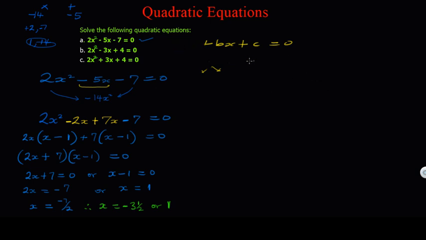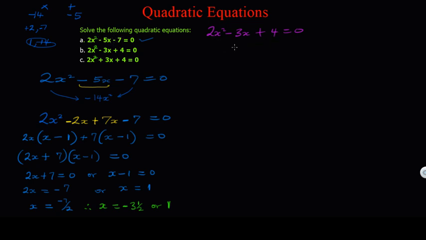The second question here is 2x squared minus 3x plus 4 equals 0. Since no method is stipulated in this question, let's try it.